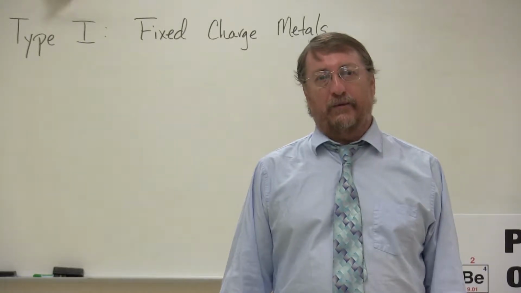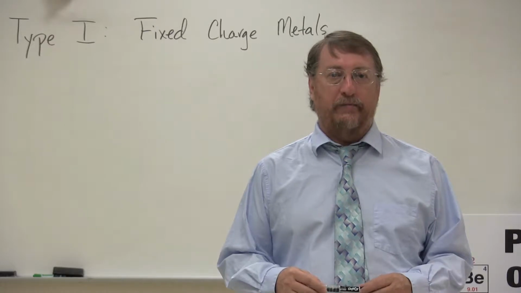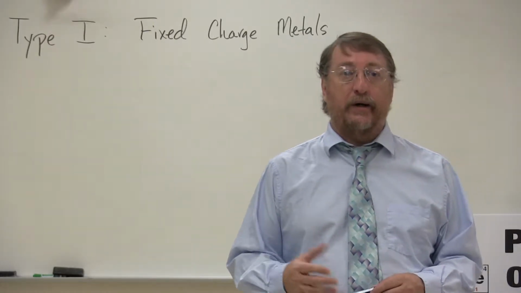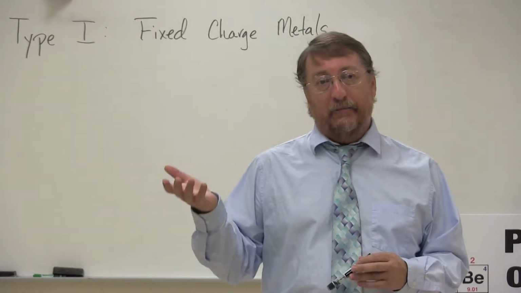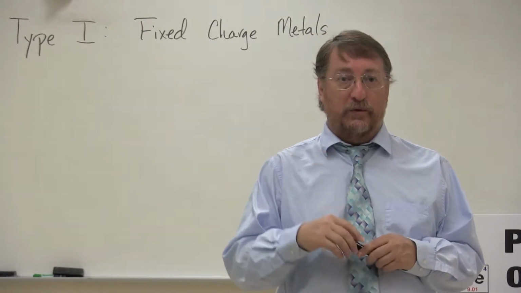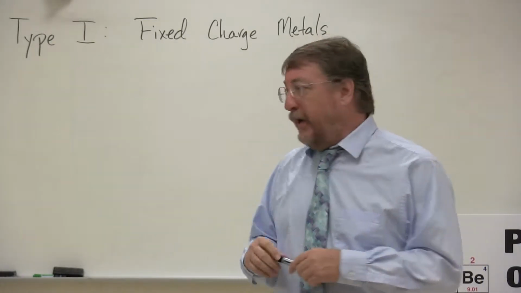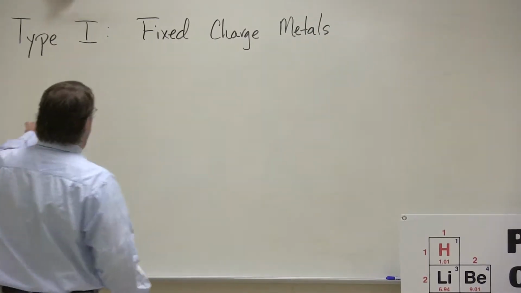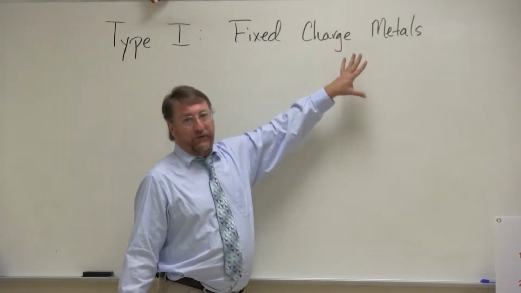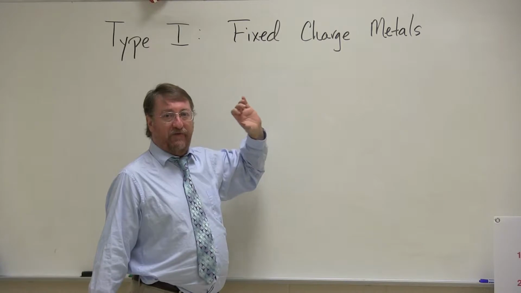This is unit number 2, video number 6 on nomenclature type 1. So we're going to look at how we're going to name compounds and be able to take the name of a compound and produce the actual simple representation of the compound. Type 1 nomenclature involves fixed charge metals. It's going to be simple, straightforward, any metal that has a known fixed charge.